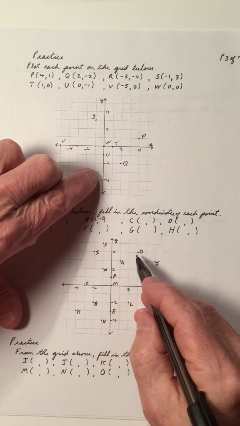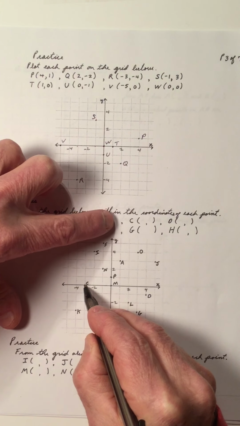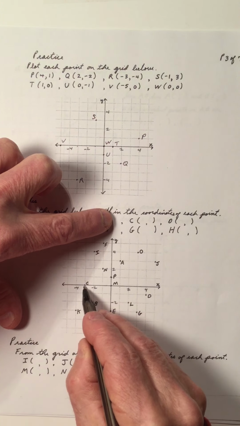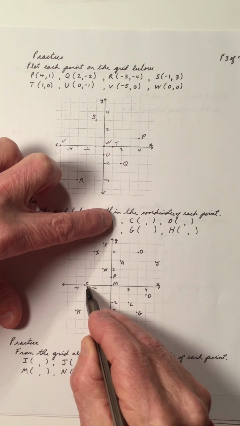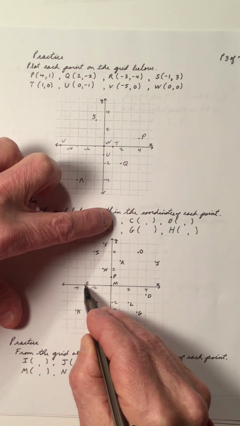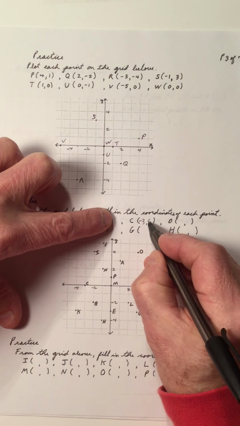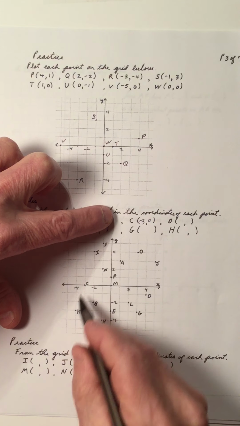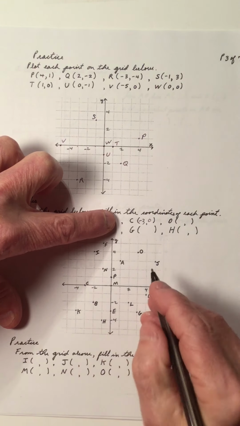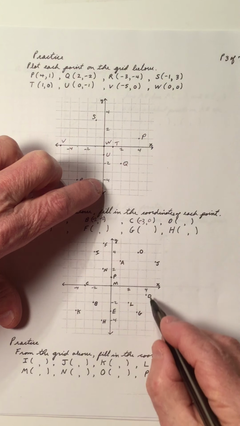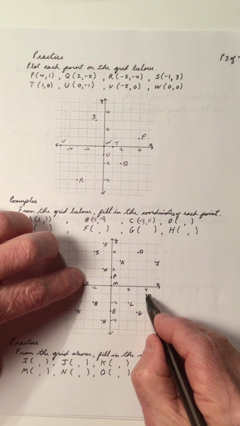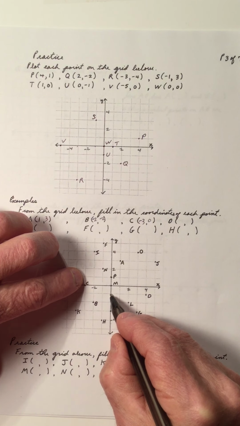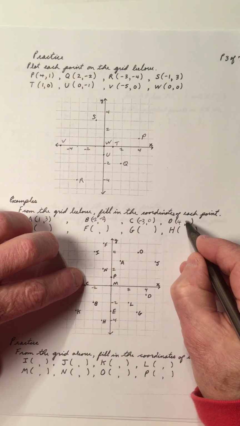You always go to your X first. C, where is C? Find your C, it is right here. Notice the X is negative 3, because it's 3 over. So you go to your X. X is negative 3, Y is 0. It hasn't moved up or down. D is right there. So D, X is 4, and Y is negative 1. 4, negative 1.